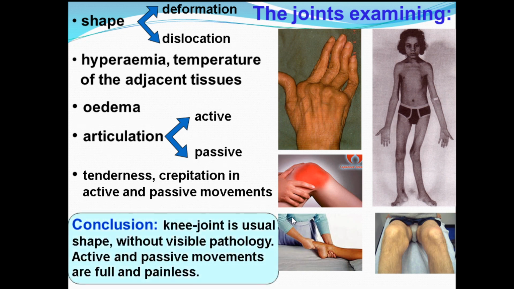And our conclusion must be formulated in a definite order. For example, we examine the knee joint, and I formulate for you a conclusion which is characteristic of the norm. The knee joint is of usual shape without visible pathology. Active and passive movements are full and painless.